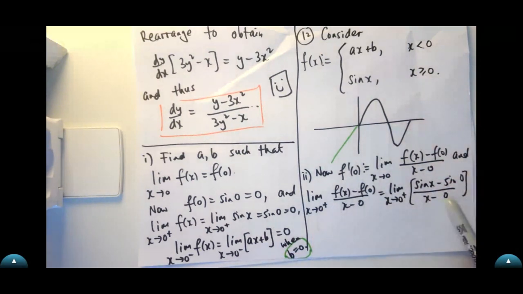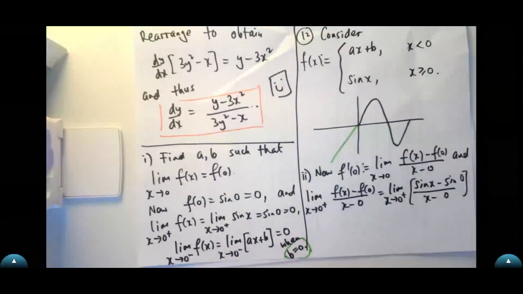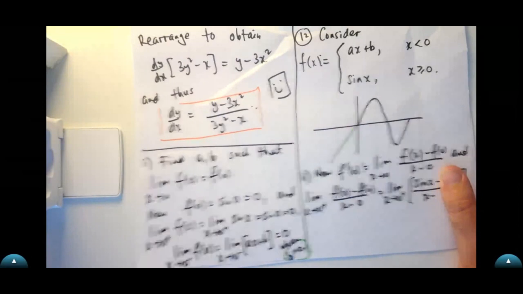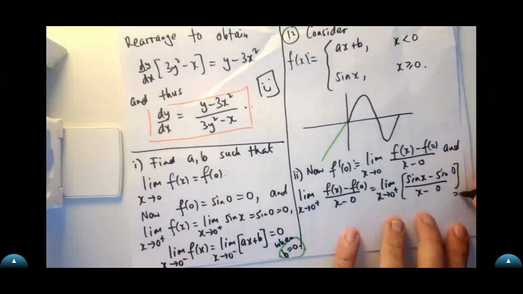Okay, that's 0, that's 0. What is the limit here? Who can tell me? Anyone? What is the limit of sine x on x as x approaches 0 from the right? Yes, thank you. This is just 1.